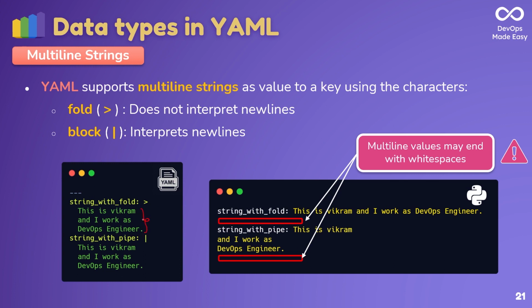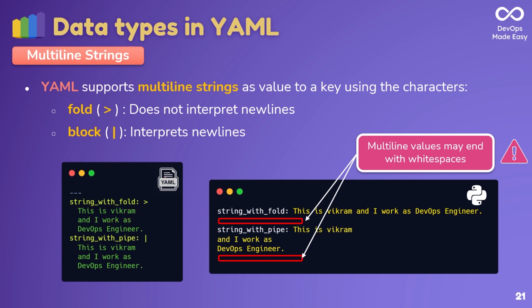So how does YAML know that this is a multi-line string? It is using either this character or this character. This is a fold character, this is a block character. If you use the fold character, this will be evaluated as a single line. That means "this is Vikram, and I work as DevOps engineer" will be printed on a single line. But if you use the pipe character, these new lines will be preserved. That means the complete thing will be printed as it is: after Vikram, this part will be printed on the next line, and this on another next line. But here, everything will be printed on a single line.